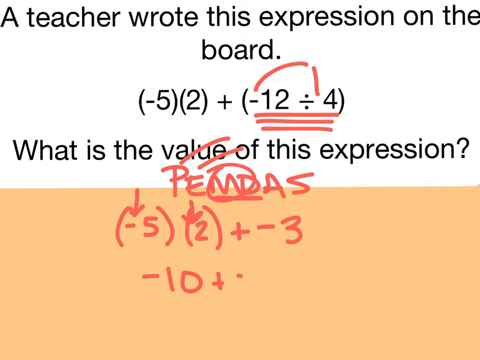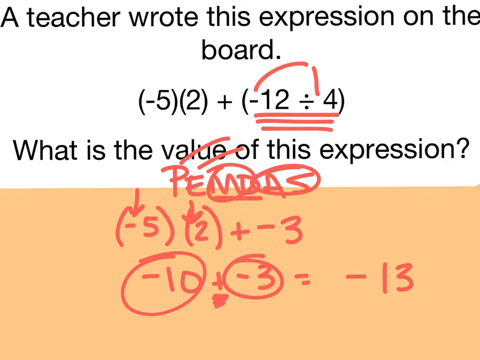-10 plus -3. Now we're adding or subtracting. Well, the only thing we have left is addition. -10 and 3 negatives, or -10 plus -3 equals -13. We have 10 negatives, and then we have 3 more negatives, so we get -13.